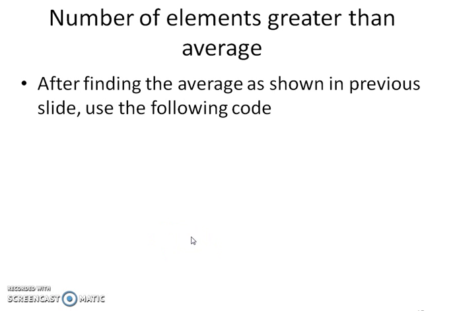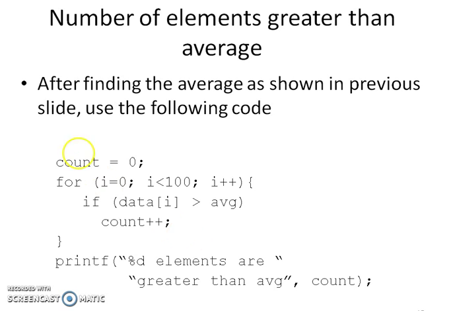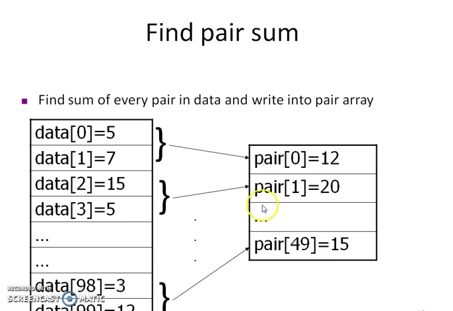That also we can take as a small example, where we set count equal to 0. If data of I is greater than average, increment the count. So we will have the count as the last value. Similarly, we can add up this. You can take it as an example, that is data.